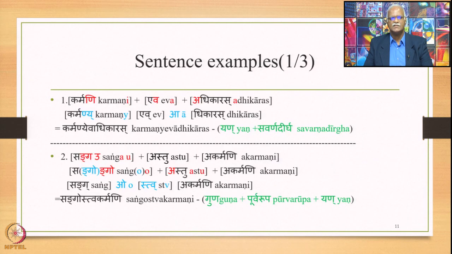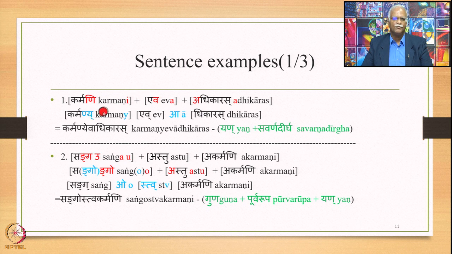So let us take the sentence examples first. These examples are primarily taken from the very celebrated and popular text called Srimad Bhagavad Gita. This example we have already taken at the beginning. Let us take it once again. Karmanyevadhikaraste, this is the verse. And here we have three words, karmani, eva and adhikaras. Three words are uttered in samhita mode, in close proximity.